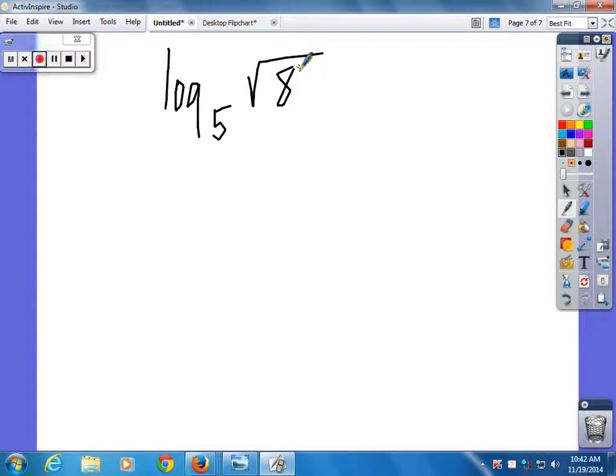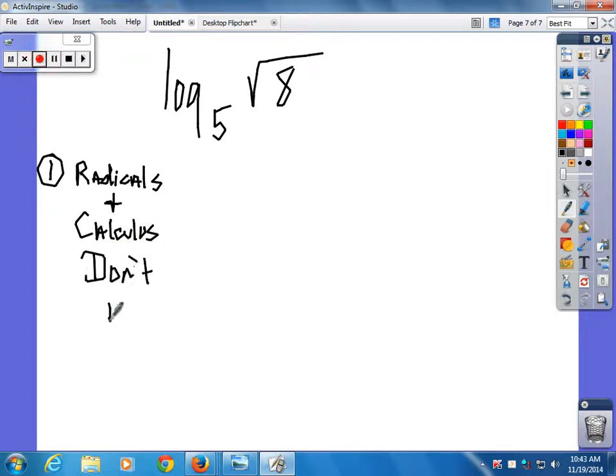All right, now I'm giving you a rule of calculus here. You ready? One of the number 1 rules in Hubert's calculus class is radicals in calculus don't mix. That's one of my number 1 rules in calculus. And then I go on to tell my calculus students, whenever you see a radical in calculus, what do you do?